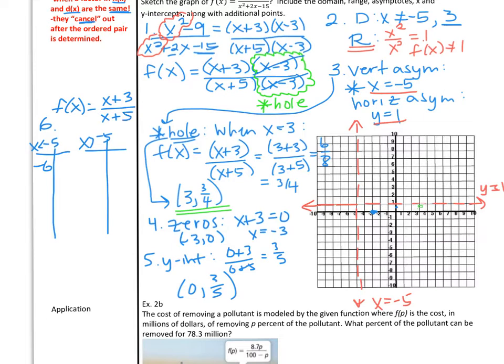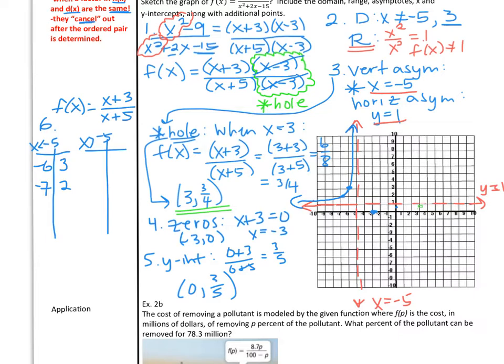If we plug in -6, -6 plus 3 is -3, -6 plus 5 is -1, -3 over -1 is +3. So if I go to -6, up 3, that puts me here on the graph. If I go to -7, that would be -4 over -2, which is 2. So far, so good. Can you see how it's going to curve towards both of those? I think we can connect this, don't you? If we draw a curve on that left-hand side, turn up, that looks pretty good for that portion of the graph.